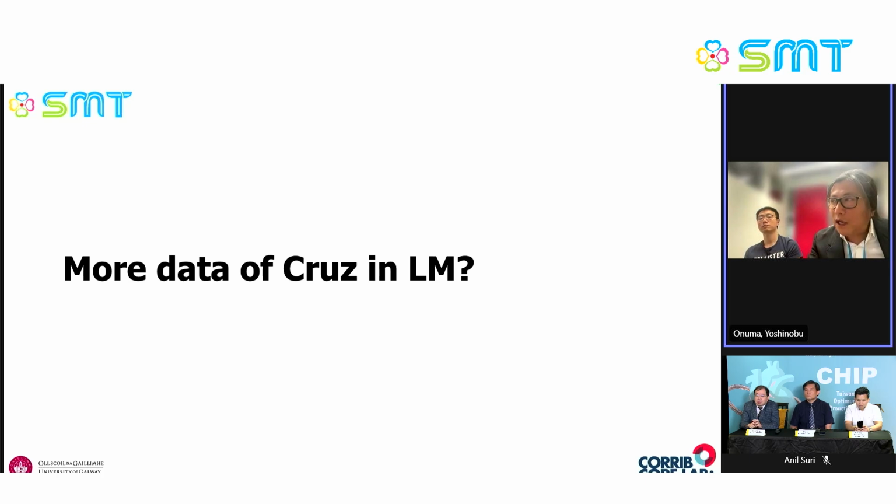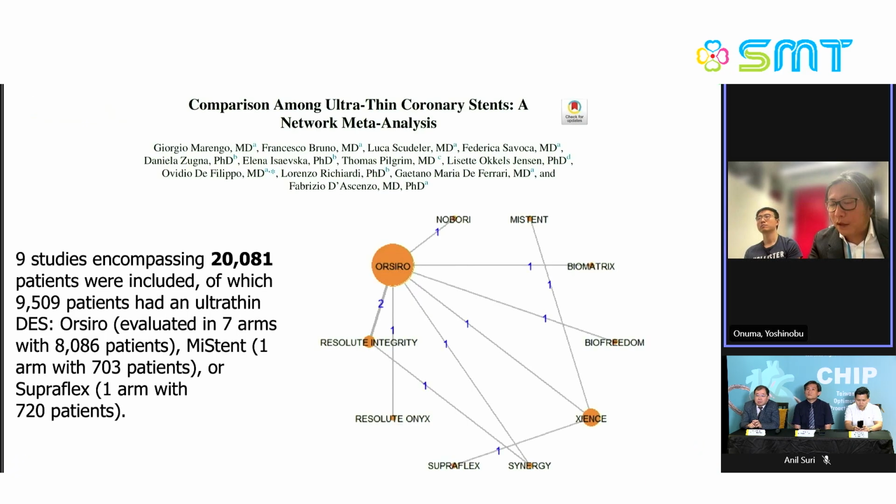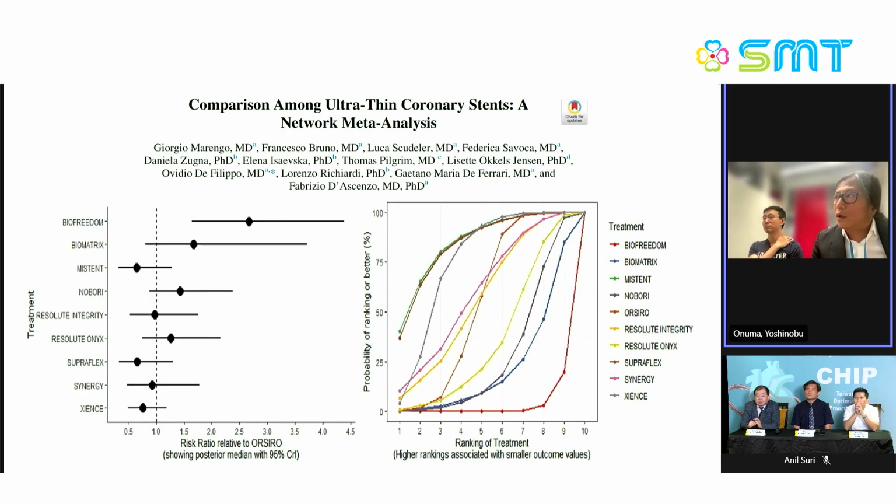The last part is just to try to overview the data of the Cruz. Of course, a dedicated study for the left main is not yet available. This is one of the network meta-analyses comparing different types of stents, including the Supraflex and the other ultra-thin strut stents, Orsiro, and also the MyStent. So if you look at one of the graphs, the SUCRA plot of this network meta-analysis, you can see that the Supraflex is one of the best, even compared with Orsiro as a reference.